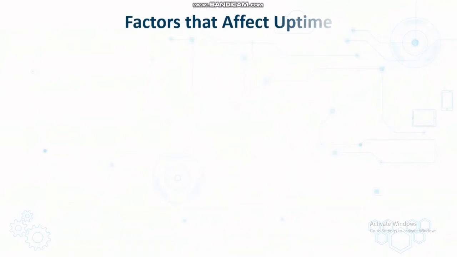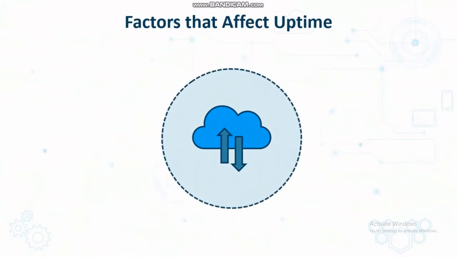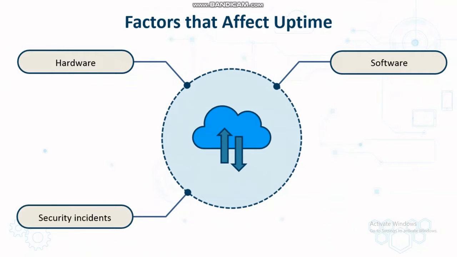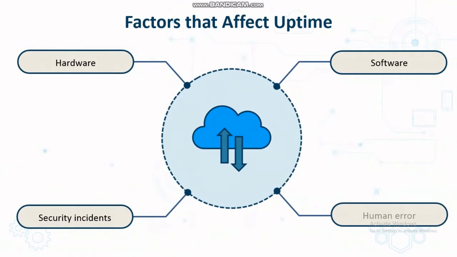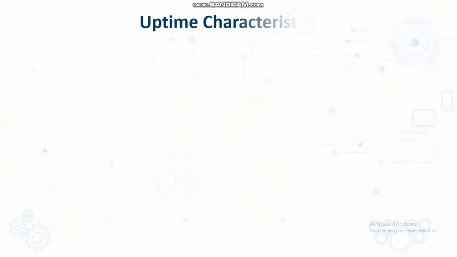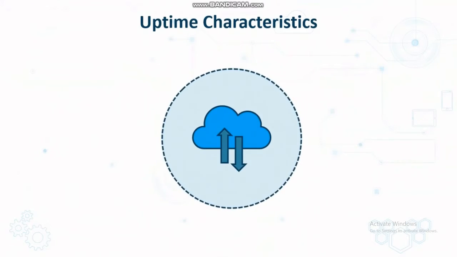There's any number of factors that can affect your organization's uptime and bring things to a grinding halt, but here are some of the more common factors. Hardware failures, software failures, security-related incidents, and of course, human error. And uptime has some common characteristics, requirements to ensure high availability for your data.